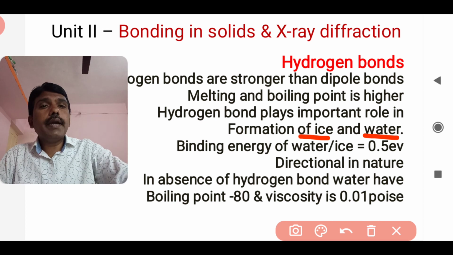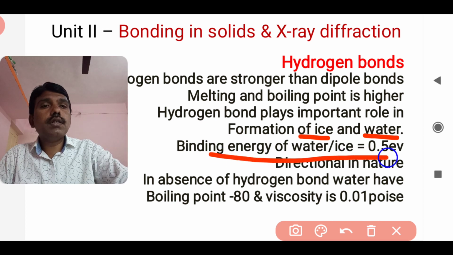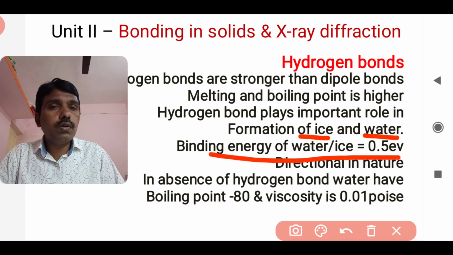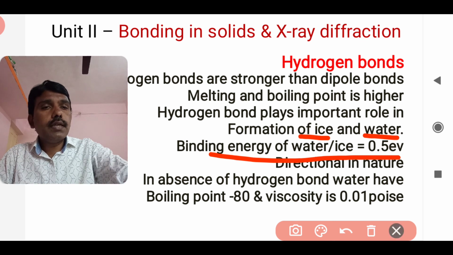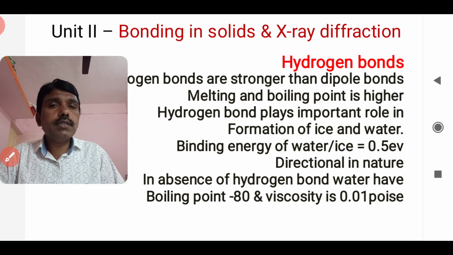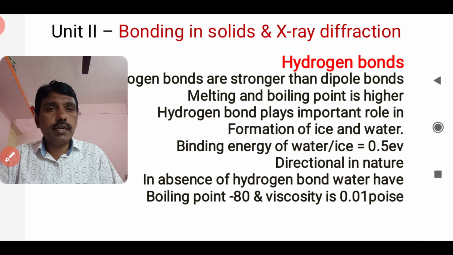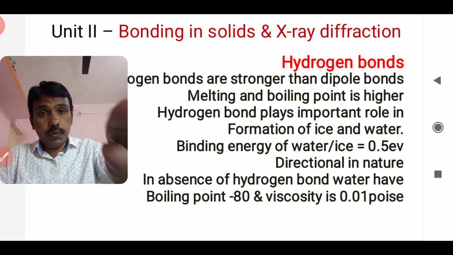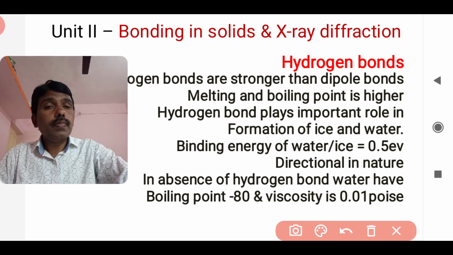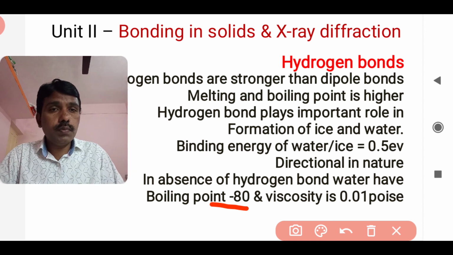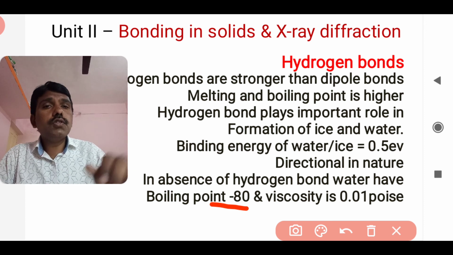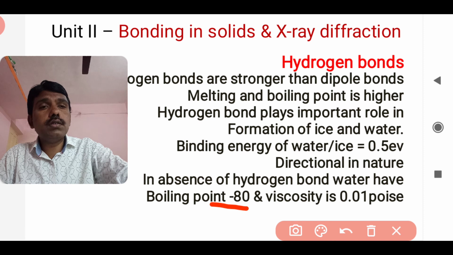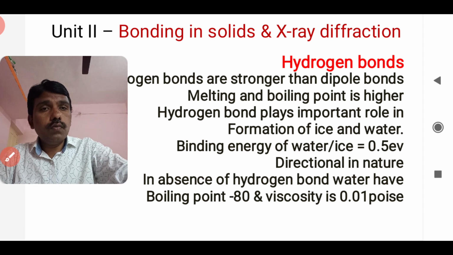As far as the binding energy of water is concerned, it is nearly 0.5 electron volt. And these bonds are directional in nature. In the absence of the hydrogen bonds, water would have a boiling point of nearly minus 80, and the viscosity would be 0.01. This is how the hydrogen bonds work in this case.